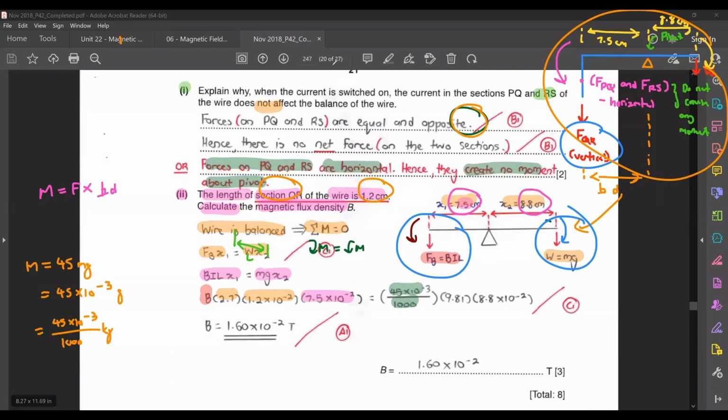Okay, so your gravitational acceleration remains as 9.81, and then your x2, which is a perpendicular distance, is 8.8 centimeter, change to meter. Finally, your answer will be 1.6 times 10 power minus 2 Tesla for the magnetic flux density. Okay, so that should be it for this question.